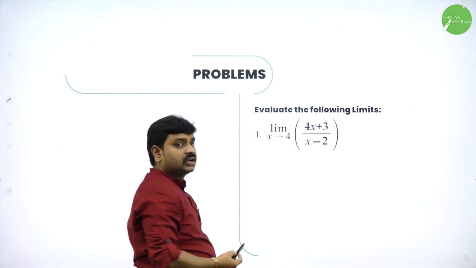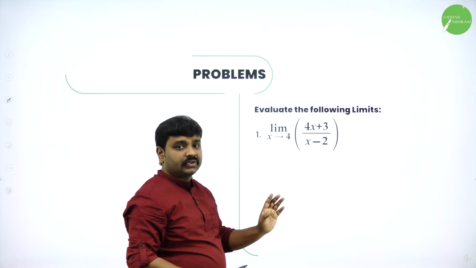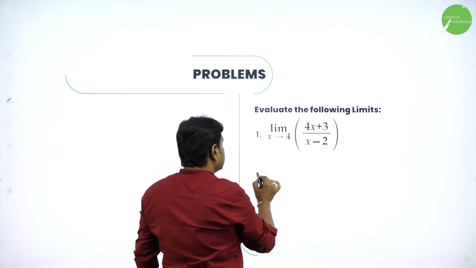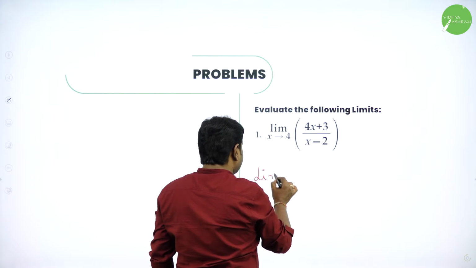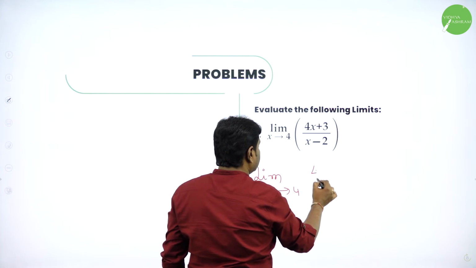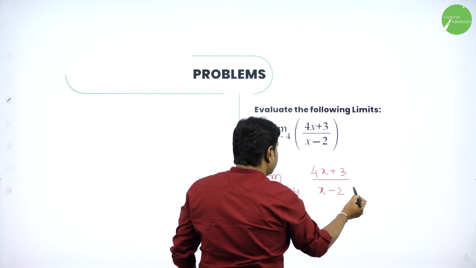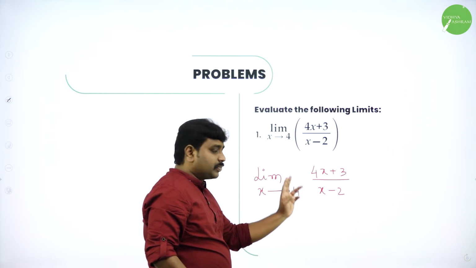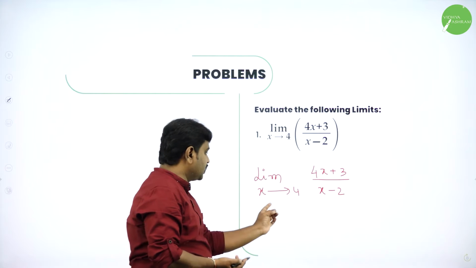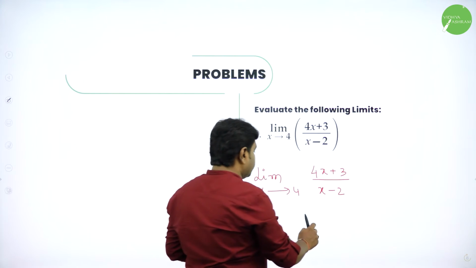Very first question. Limit x tends to 4, (4x plus 3) by (x minus 2). Now how to solve this? They gave limit x tends to 4, x is going towards 4. They want you to find (4x plus 3) divided by (x minus 2). I told you, limit x tends to 4 means in the place of x put 4.